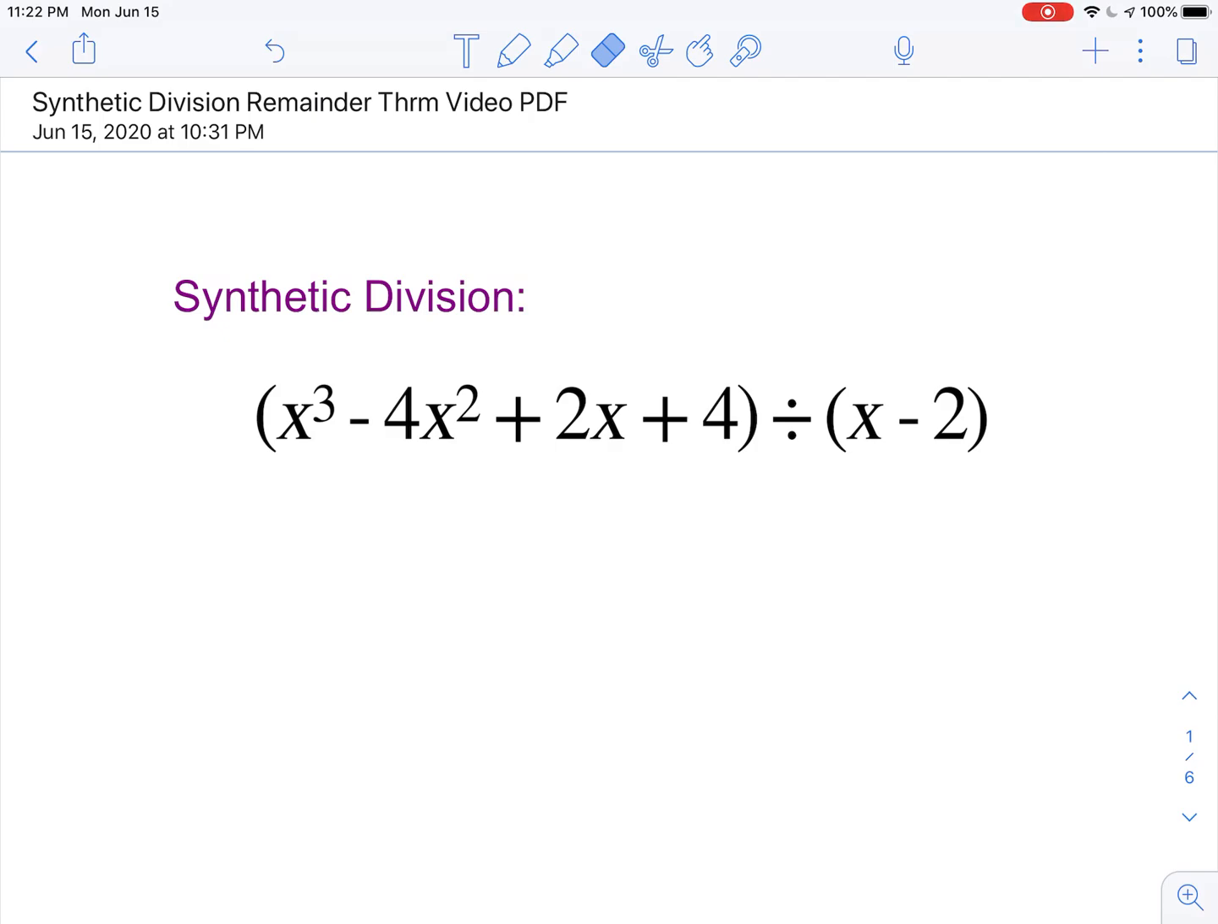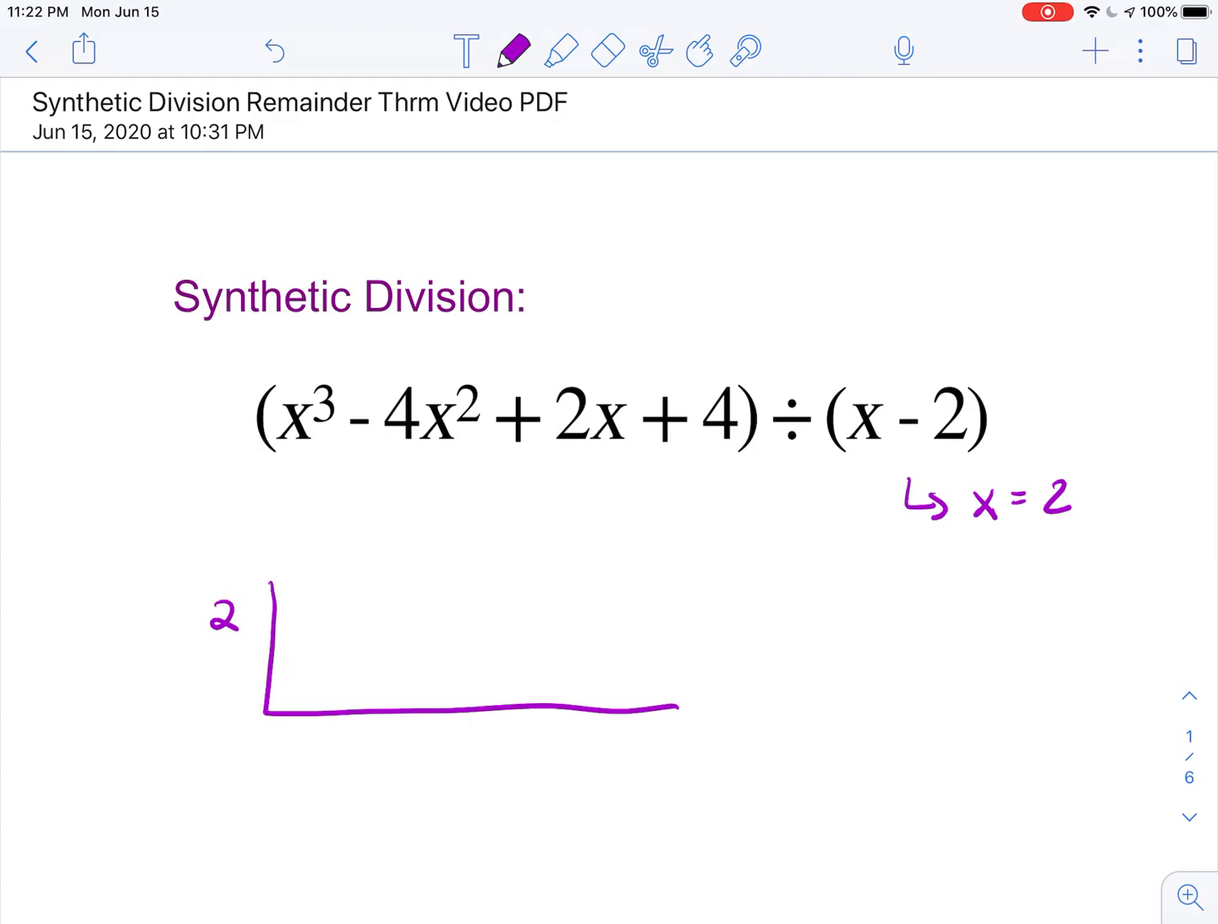So we know that in the divisor, the x minus 2, if we wanted to represent this in our long division, we would have to use the opposite sign of what we see here. So the opposite sign of what we see here would be 2, and that 2 is going to go on the outside of our division.